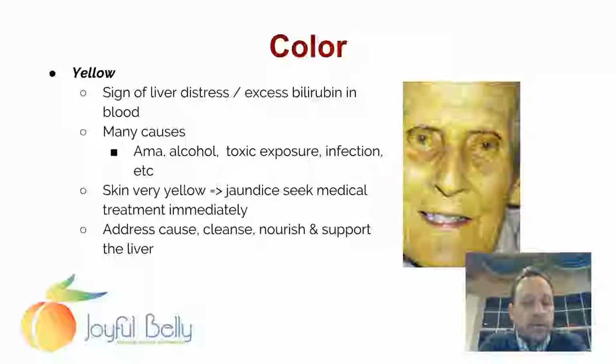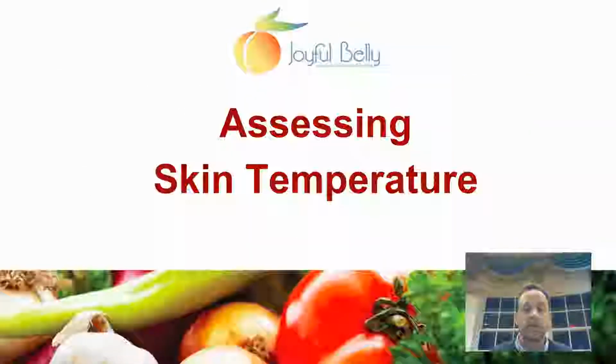Yellow skin or jaundice, which is a sign of liver distress. I already talked about this a little bit. Anything that hurts your liver can cause jaundice, including things like parasitic infections or hepatitis A, B, or C, etc. And if your liver is very weak, there'll be too much bilirubin in the blood. You'll turn jaundiced, and then you have to go to the doctor right away. Don't fool around. Your liver could be in danger. So you address the cause, you cleanse, you nourish and support the liver, and also figure out the cause by going to the doctor.